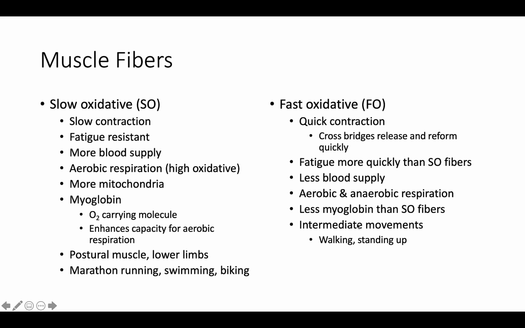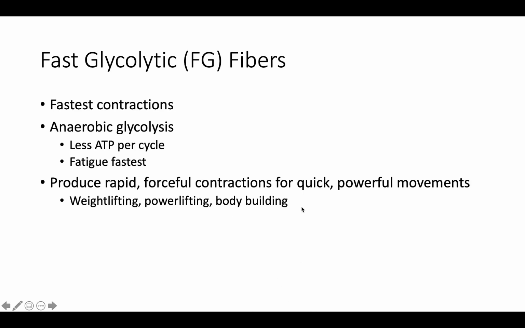Whereas fast oxidative are going to fatigue significantly more quickly than slow oxidative fibers. There'll be less blood supply to them, and so they won't have nearly as much myoglobin. Aerobic and anaerobic respiration occurs in fast oxidative. It's mostly aerobic, but there is a significant chunk of anaerobic in there as well. And so there's less myoglobin, and intermediate movements such as walking or standing up occur with fast oxidative muscle fibers. So think of fast oxidative as intermediate fibers between slow oxidative and fast glycolytic fibers.